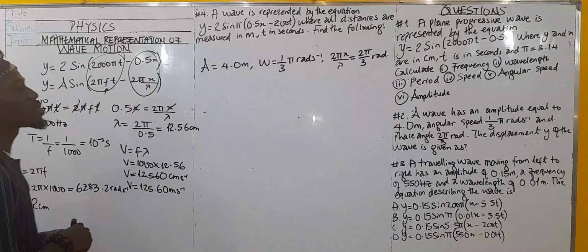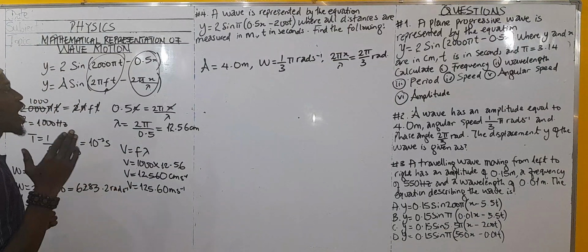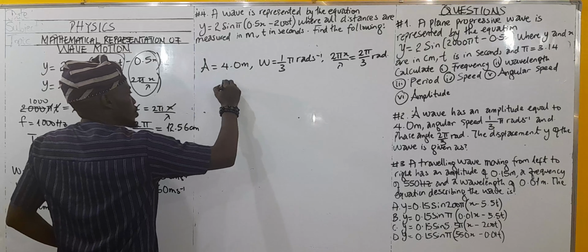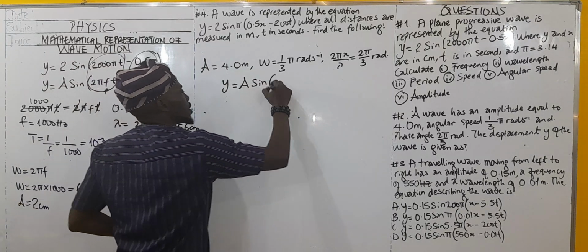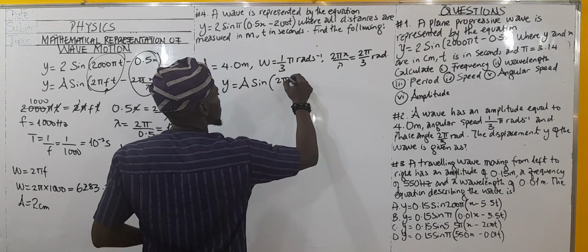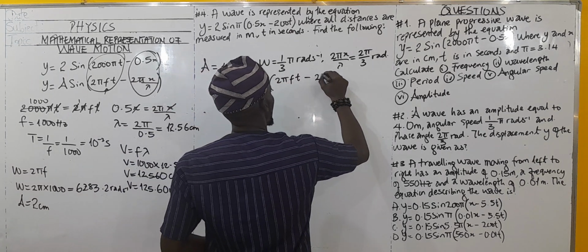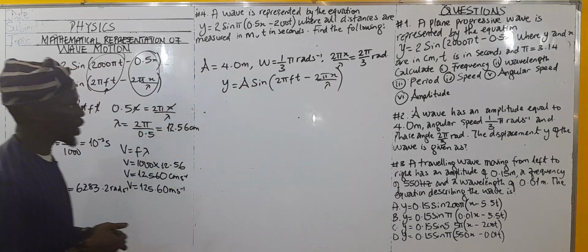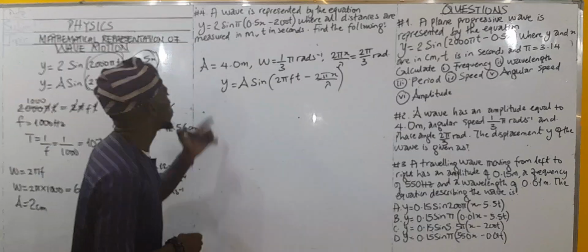Now, you see the displacement y of the wave is given as... Now, let's write what we know. Y equals A sine (2 pi f t minus 2 pi x over lambda). This is what we know, right? If this is what we know, how do we now put in this value?